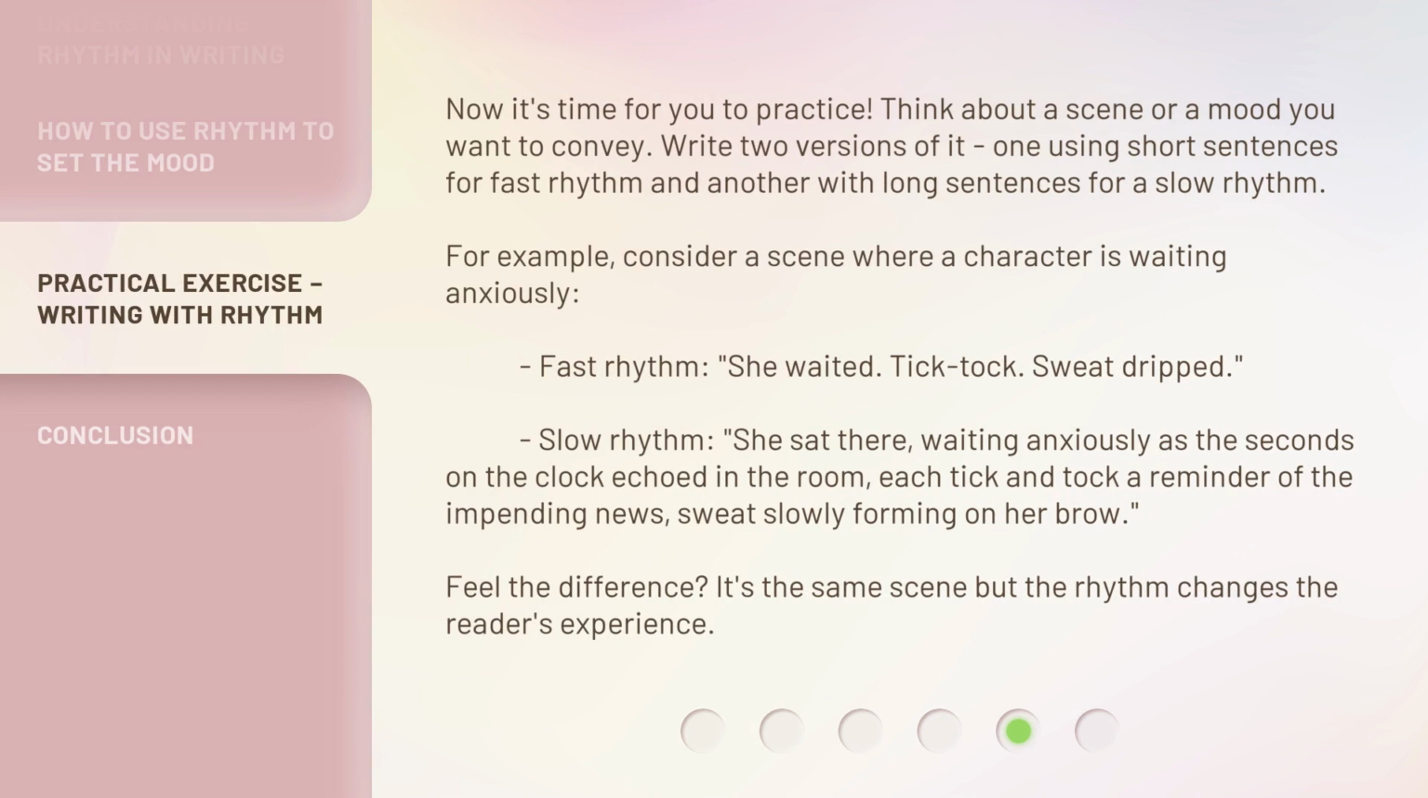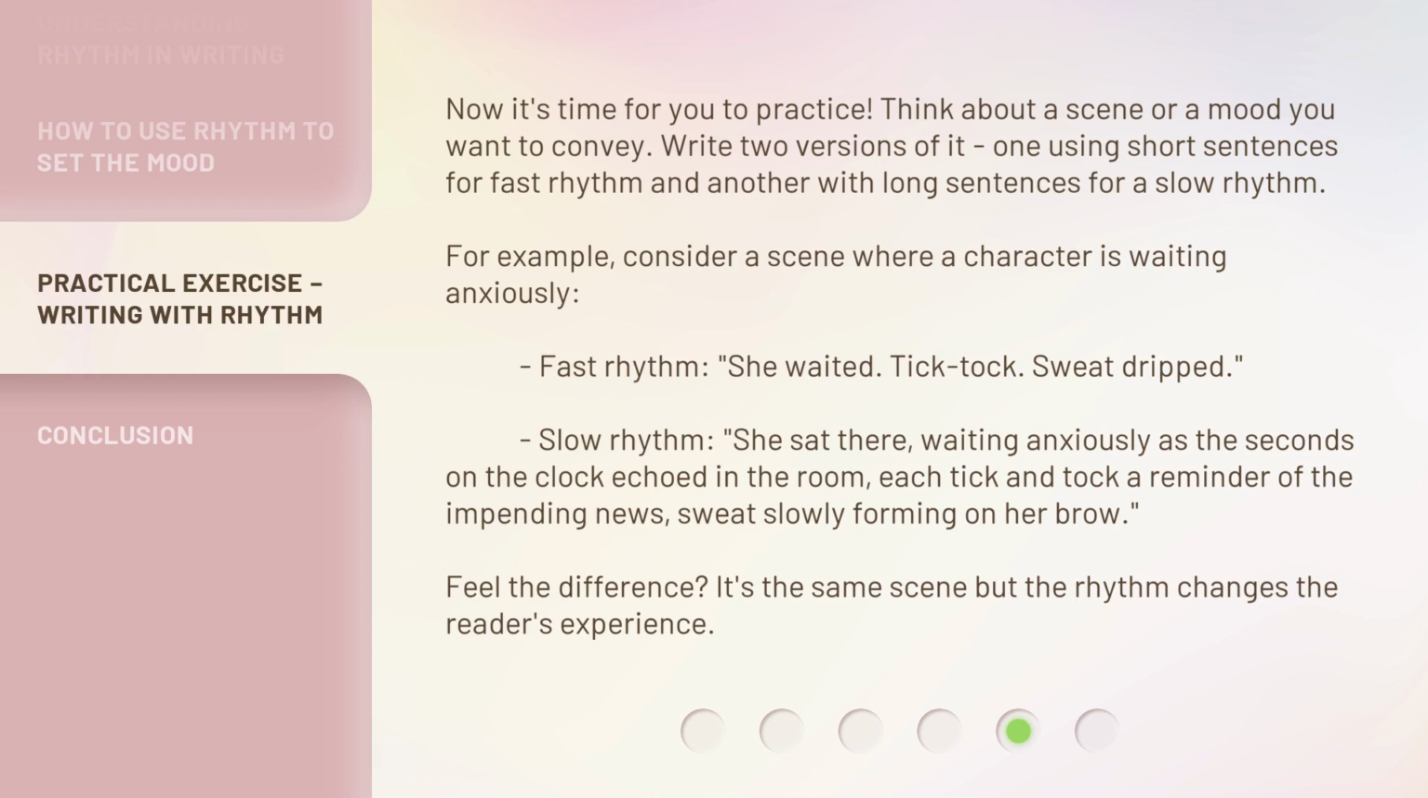Now it's time for you to practice. Think about a scene or a mood you want to convey. Write two versions of it, one using short sentences for fast rhythm and another with long sentences for a slow rhythm. For example, consider a scene where a character is waiting anxiously.